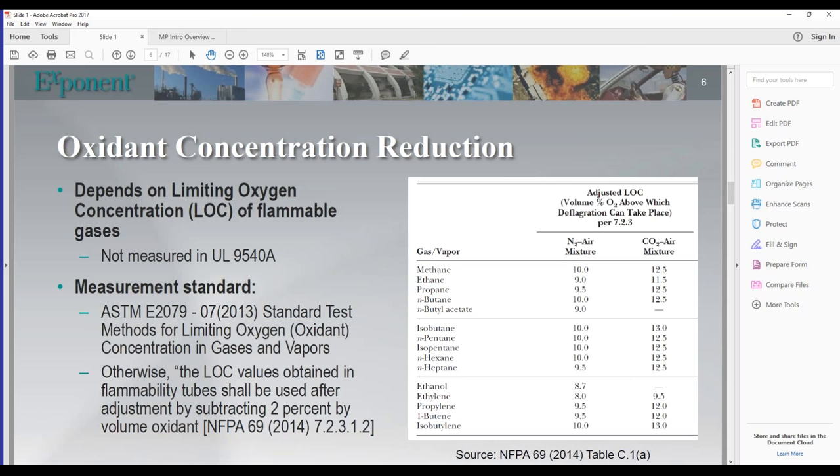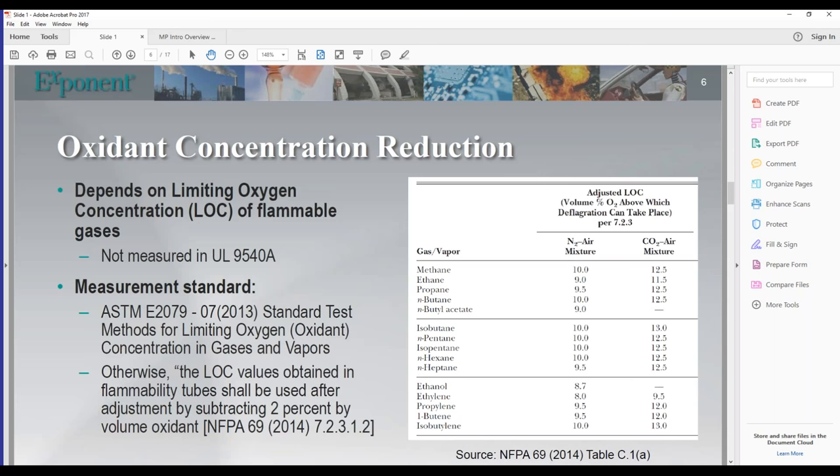That is not currently measured in UL 9548. According to NFPA 69, you can either use ASTM standard E2079 to obtain that information, or you can use a different method and then have a sort of fudge factor by subtracting 2%. And the code also gives a table of LOC values for different reference fuels.